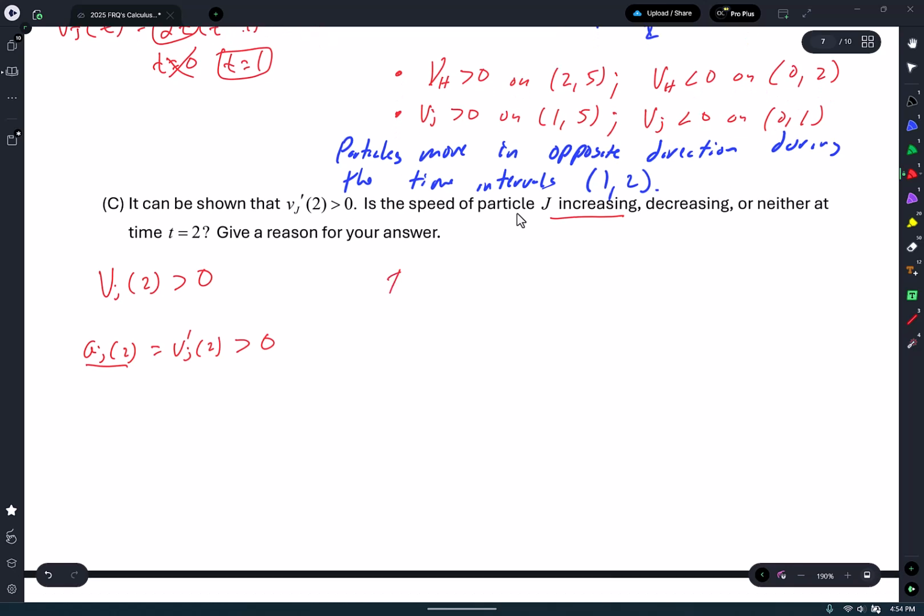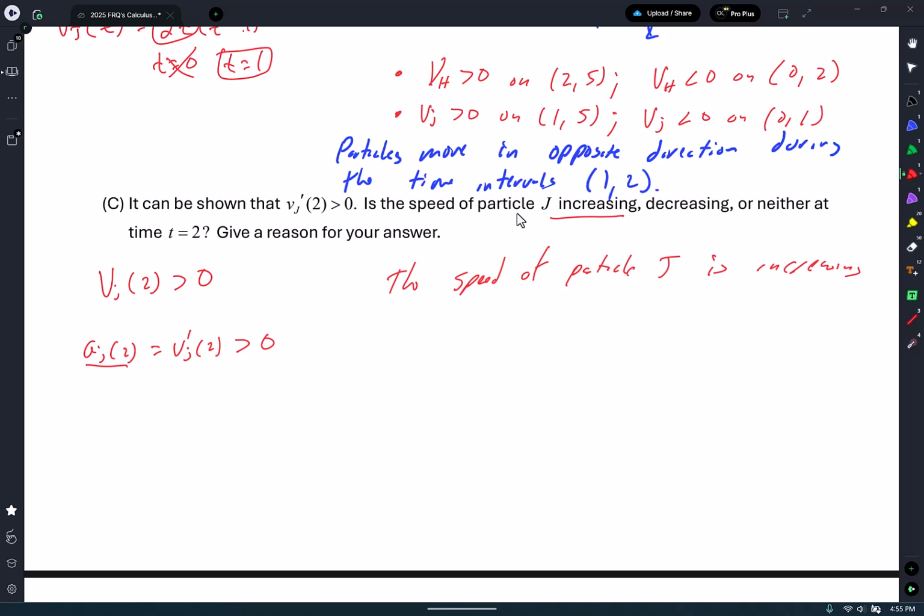The speed of particle j is increasing since Vj of 2 is positive and Aj of 2 is positive. And we made a connection between the acceleration and velocity. The derivative of velocity is acceleration, and I think we're good right there. The speed of particle j is increasing since velocity is positive and acceleration is positive. You can also say the same signs if you want.